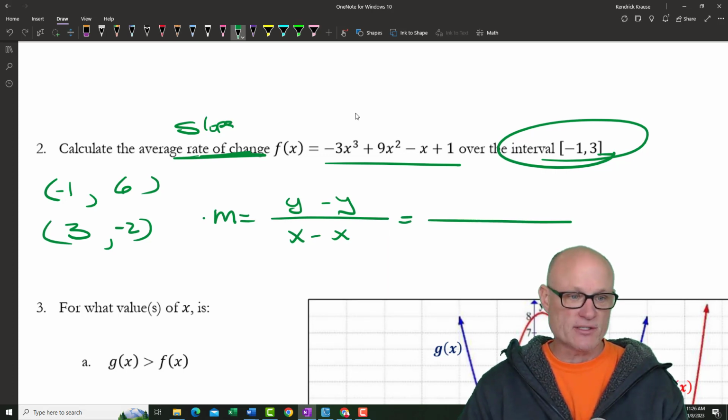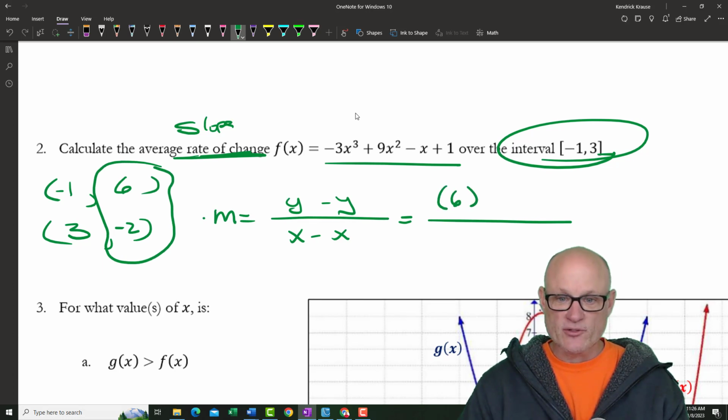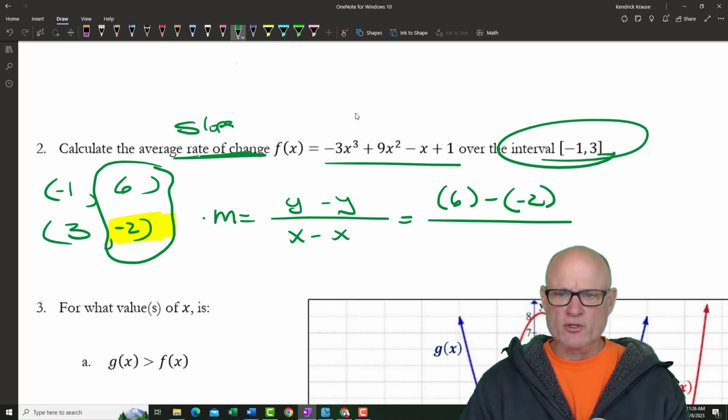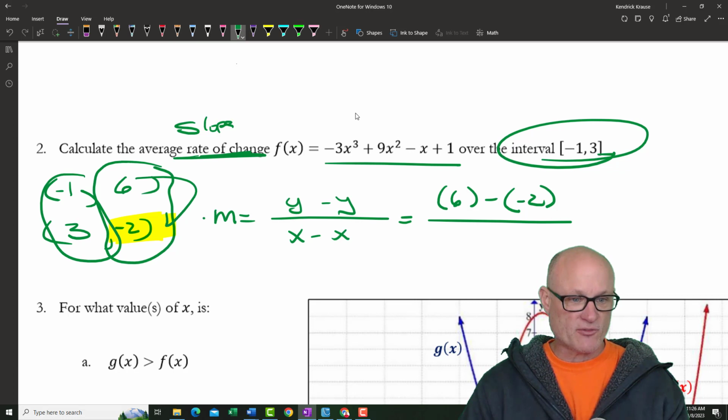Remember, the y's go on top. These are the y's. So it is 6 minus -2. Always be on the lookout for those nasty little negatives. Those nasty little negatives are going to bite you in the butt every time. All over, we're going to subtract the x's on the bottom. Now I want 6 minus -2 on top, so I have to go -1 minus 3.